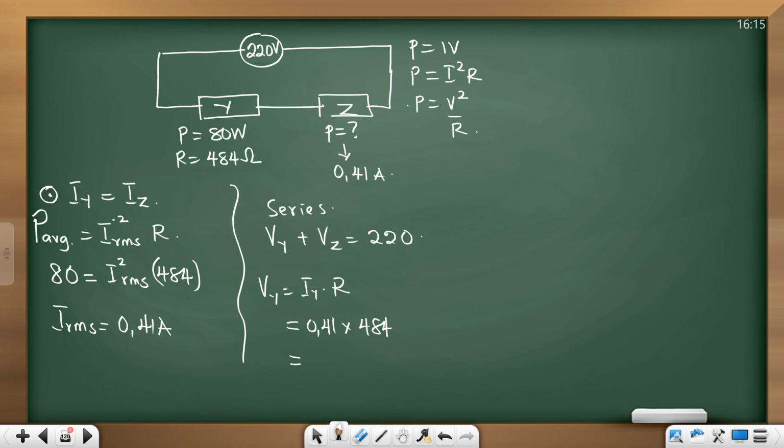That's why it's 6 marks. Answer is 198.44. So what is therefore the V in Z? It is 220 minus 198.44. What's your answer? 21.56.